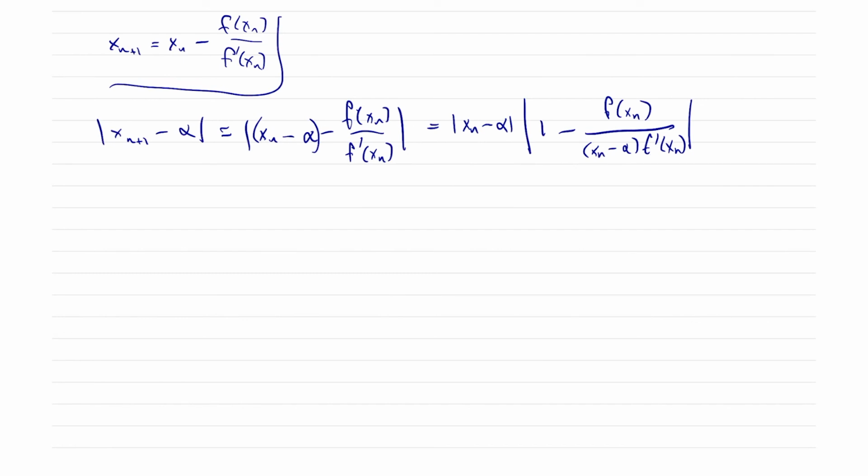So what can we do? Well, we're trying to figure out some way of getting this small. And if I continue following what you would do with algebra, basically find a common denominator, this is what will end up happening. So you get x_n minus alpha. There's not really much else to do at this point. So we say it's going to be x_n minus alpha times f prime at x_n minus f of x_n divided by x_n minus alpha times f prime of x_n.